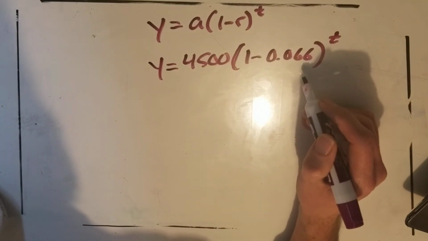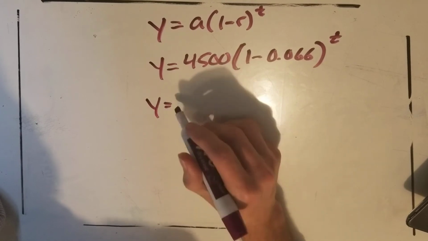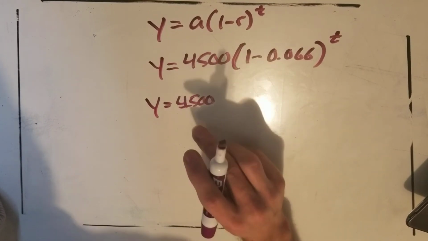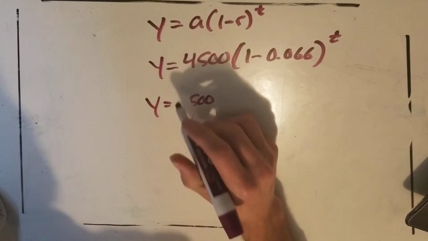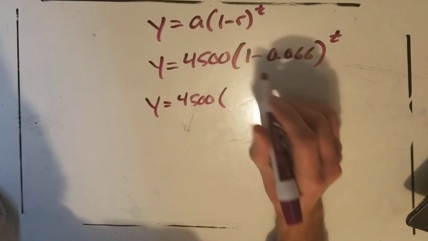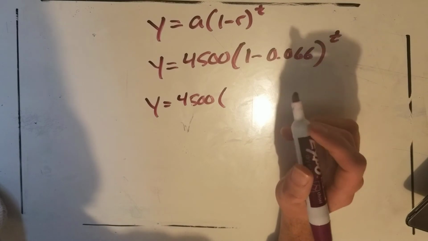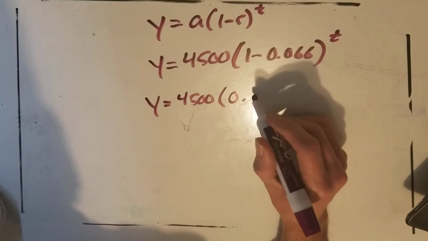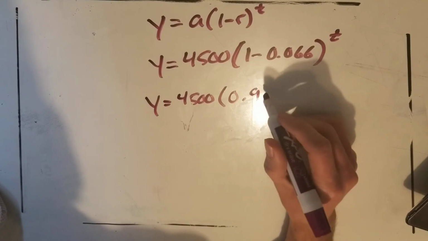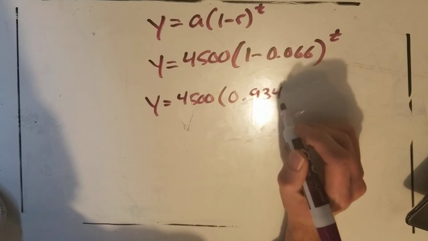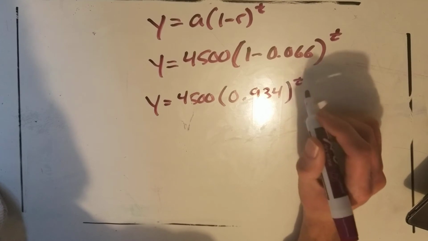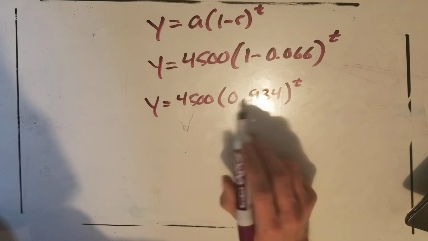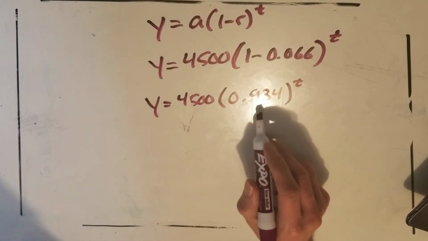If we do a little bit of simplifying to make this nice and easier to work with, we're going to have 4,500, and we're going to have 1 minus 0.066. So you're going to end up with 0.934 to the t power. And of course, this is a decay. We are less than 1 here.